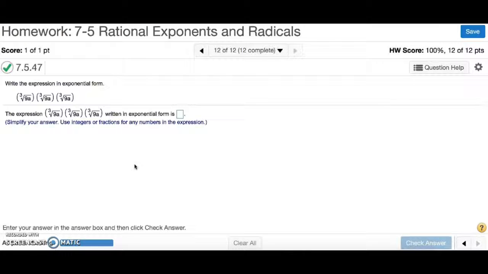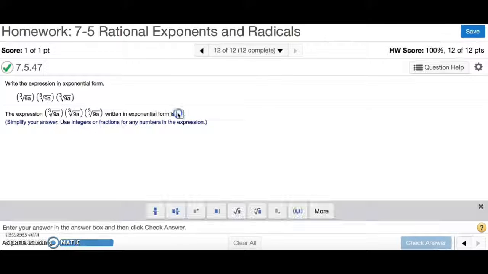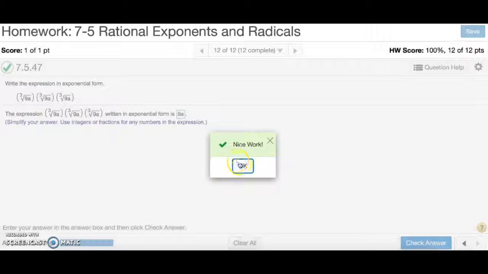Now that happens in many situations. If I were taking the 4th root of each of these and I had 4 of these here, my answer would just be the radicand. If these were square roots and I had 2 of these being multiplied to each other and the radicands were the same, my answer would just be the radicand. So my answer is just going to be 9a. That's my answer for number 12.